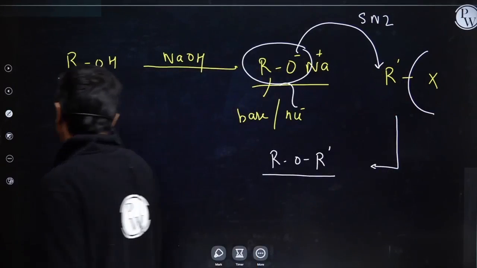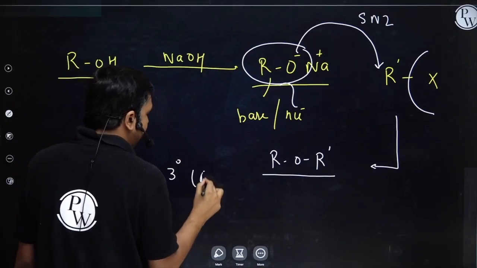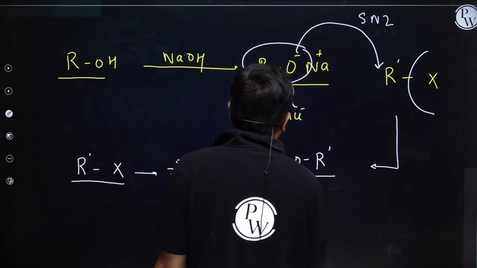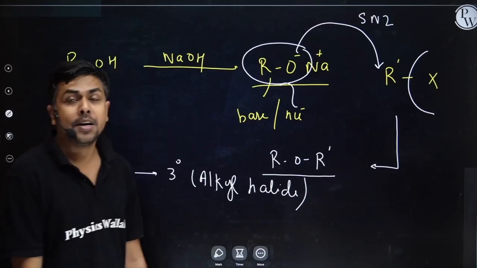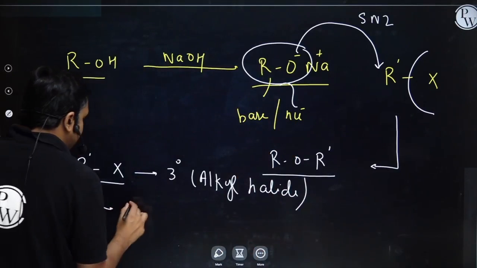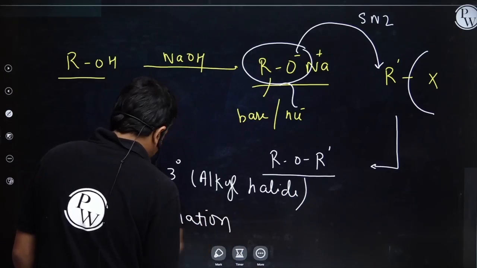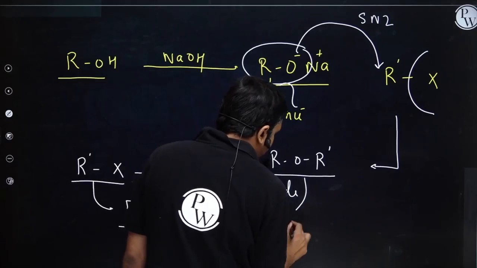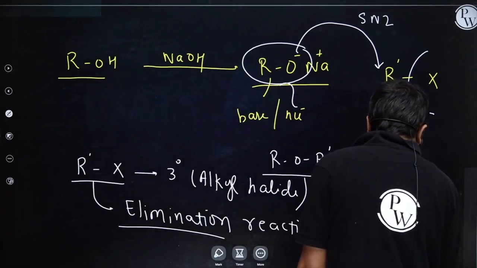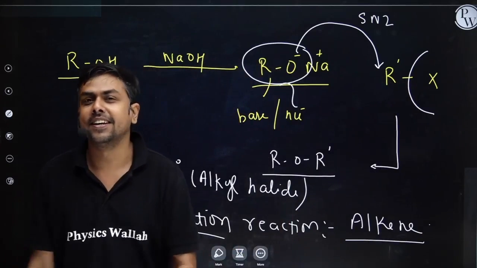But if R'X is 3 degree alkyl halide, in that case, this RO- will act as a base, and what it will do? It will do elimination reaction. Elimination reaction will occur, and if elimination reaction occurs, I will have the formation of alkene. Am I clear, student? I hope these things are crystal clear to you all.